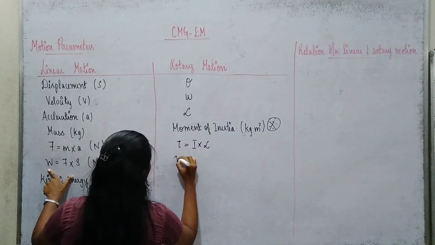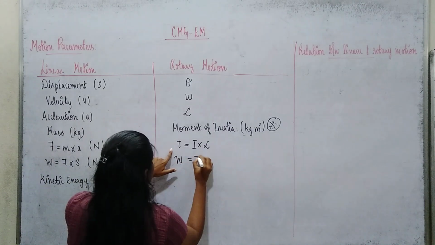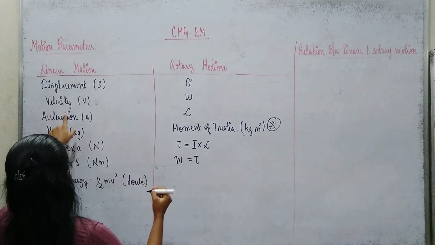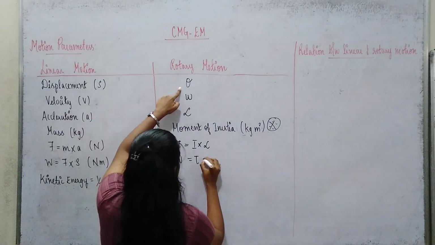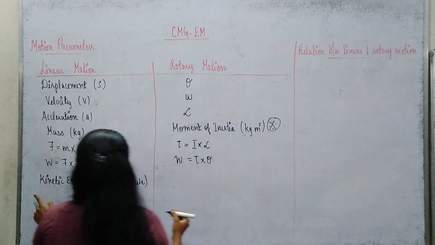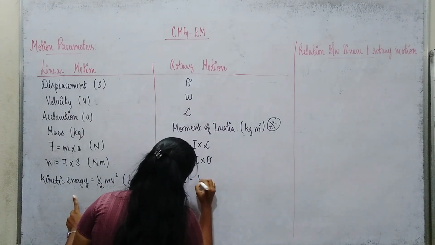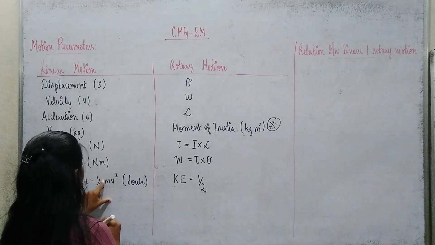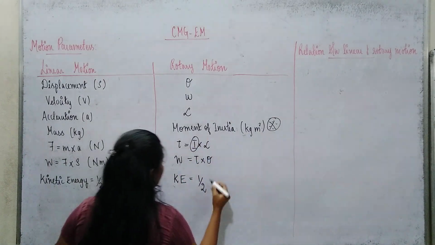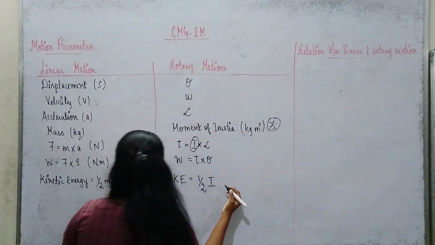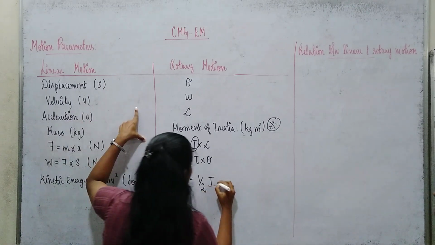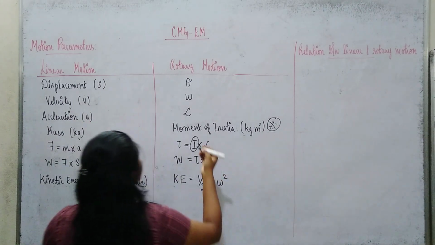W, work, is equal to F is tau, and S, as we have seen here, it is theta, tau into theta. Kinetic energy, KE, is half m. As we have seen here, it is represented by moment of inertia, and V square, it is omega square.